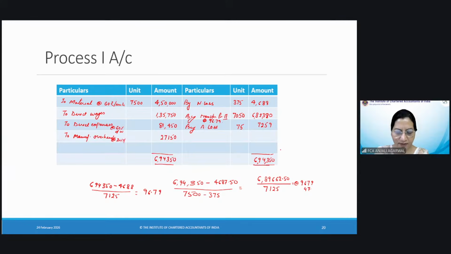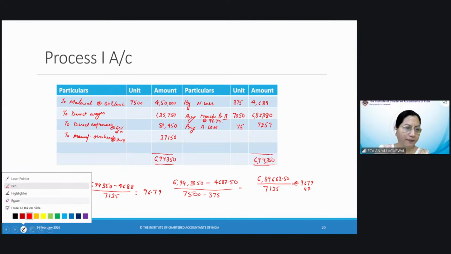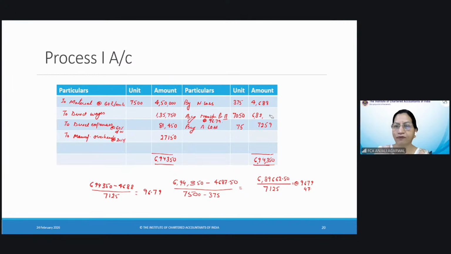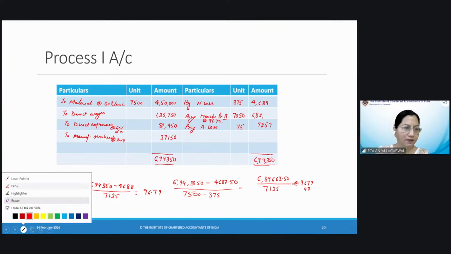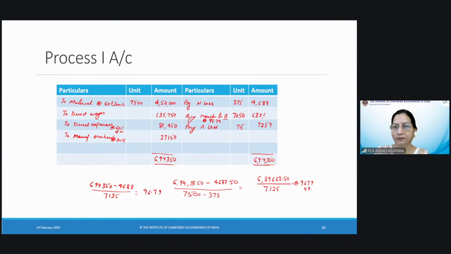So what you can do is, when you divide by 7125, the figure comes out to be 96.794666. So in your calculators, you can divide till the last decimal and multiply by 7050. And you will see that this comes out to be 682402. So there is a lot of difference, approximately 22 rupees. So you can round off the figures in such a way that the difference should not remain too much.